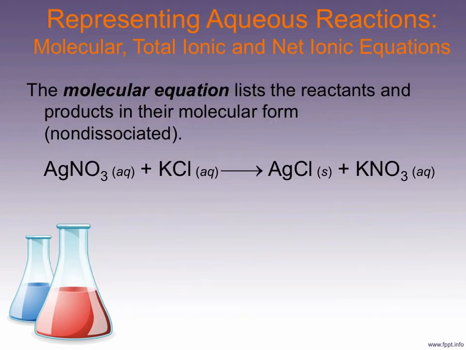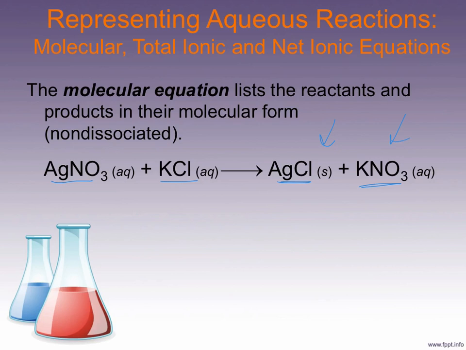So at this point, what is important that you need to be able to do? You need to be able to write formulas for ionic compounds by assigning charges and crisscrossing. You need to be able to go through the process of predicting products from a double replacement reaction. And you need to be able to tell the solubilities of ionic compounds.